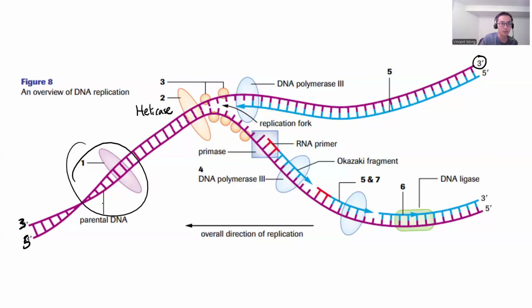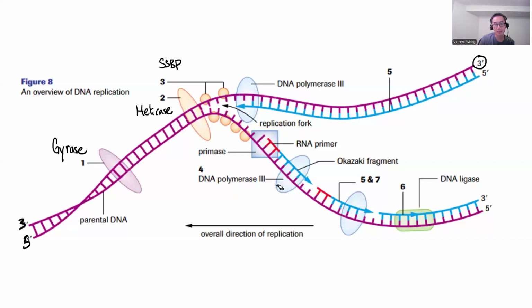Okay, what about number one here? Anyone else want to try what number one is? That's gyrase. Yep, exactly. Gyrase. And these little orange balls, number three, what are they? Single strand binding protein. Exactly, right? Which keeps the two strands from coming back together, right?